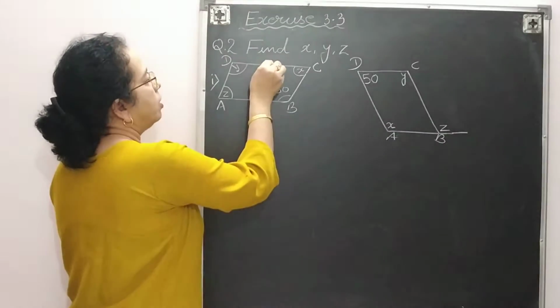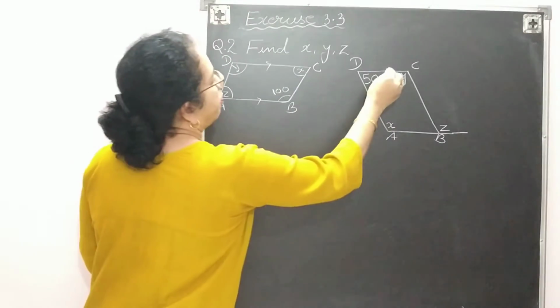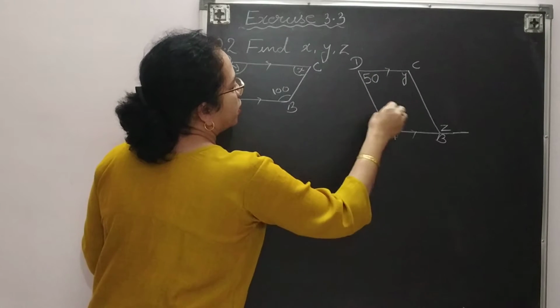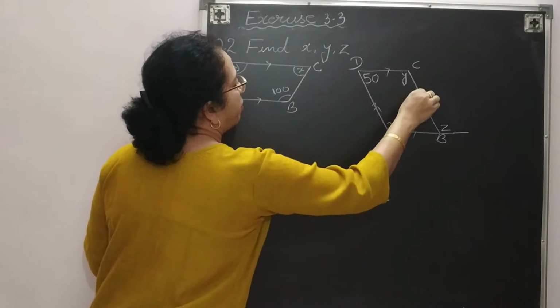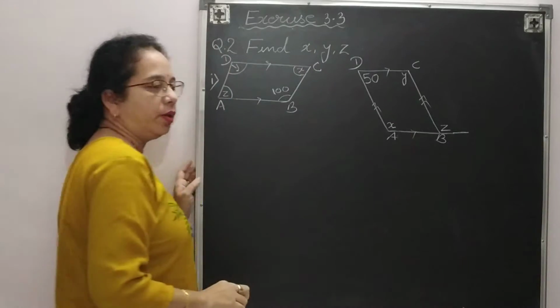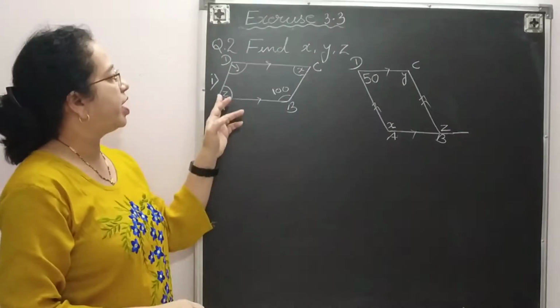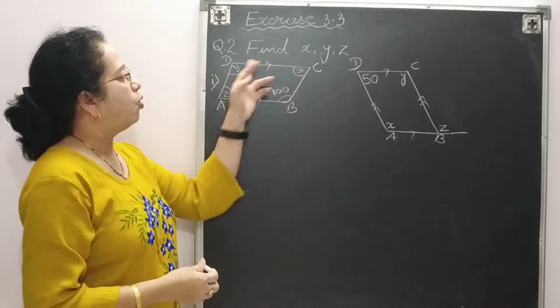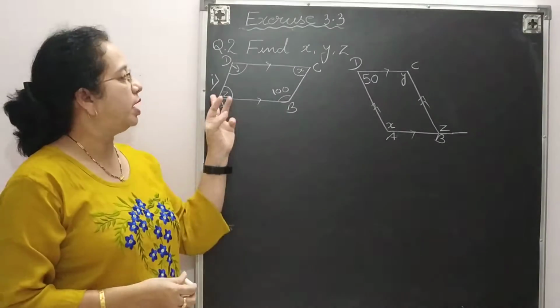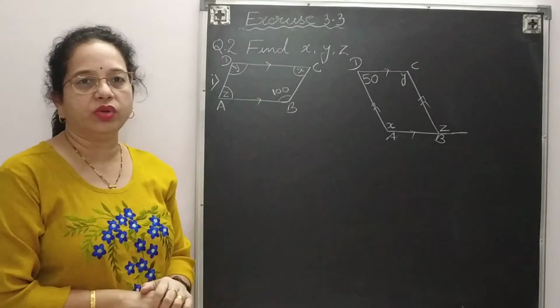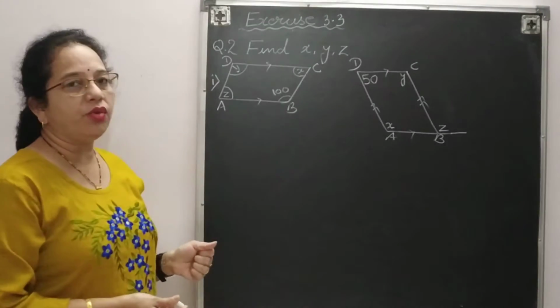What does it mean, parallelogram? Opposite sides are parallel. With the arrows we show that opposite sides are parallel. This is given. Okay, so based upon that you need to find out the value of x, y, z. Out of 4, 3 values you need to find and only one value is given. So which property we can use?